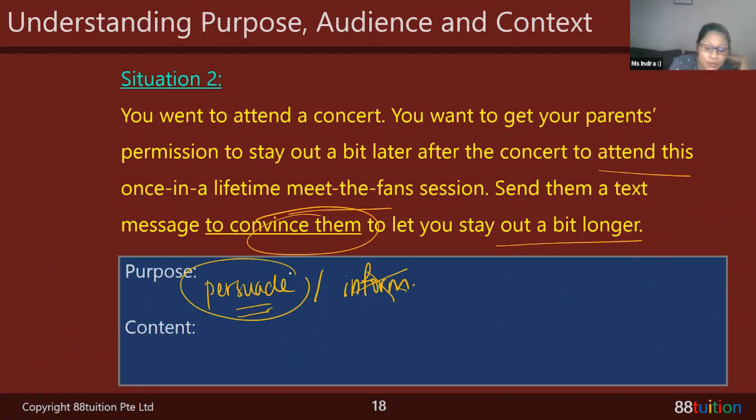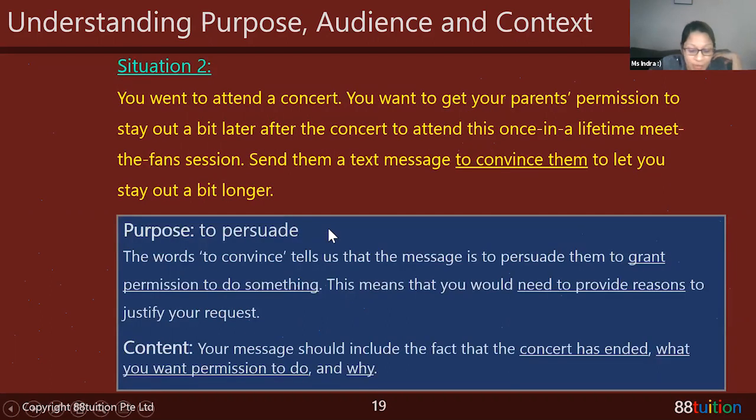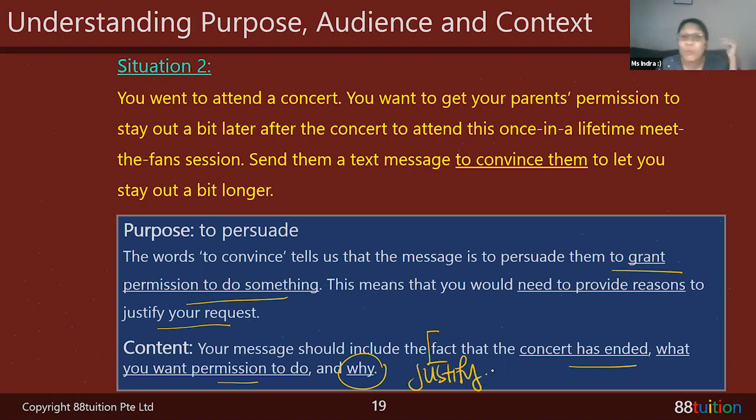Not to inform, but to persuade, because you have to convince your parents to let you stay out a bit later, right? Okay, so over here, what we're looking at is the message is to persuade them to grant you permission to do it. So this means that you need to provide reasons to justify your request. And remember, you need to include the fact that the concert has actually ended. What you want permission to do, why you want to do it. So you need to basically justify your reason for wanting to be back late.